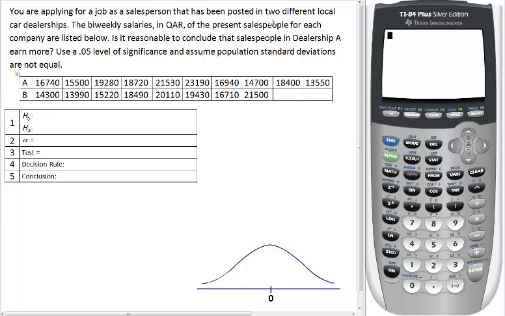Good day, students. Today we're going to look at another solution to a problem involved in hypothesis testing. So let's get right to it.